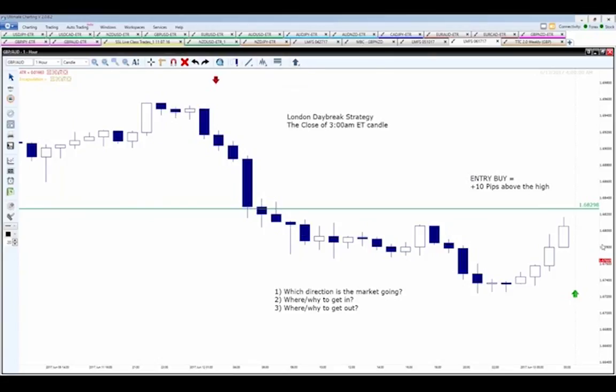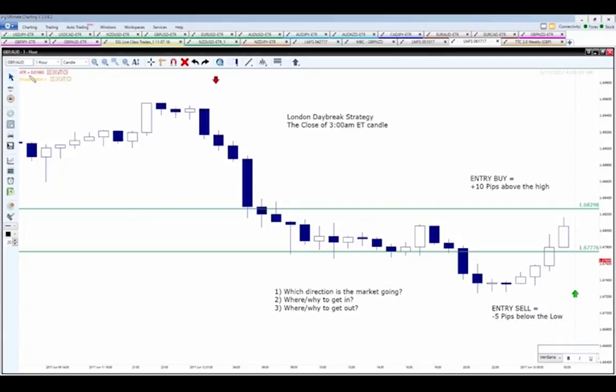Now we're also going to place another pending order 5 pips below the low of this candle. So 67.82, we're going to set this at 67.77 right there. And we're going to set this as our entry sell. The entry sell is going to be 5 pips below the low, right there.